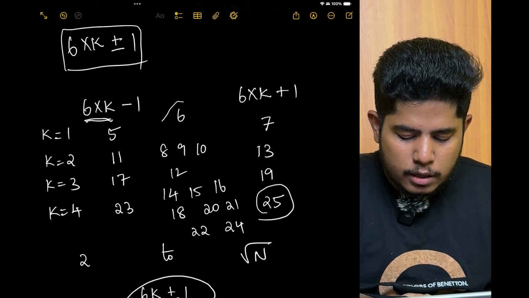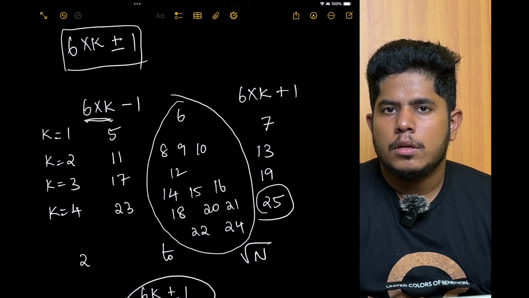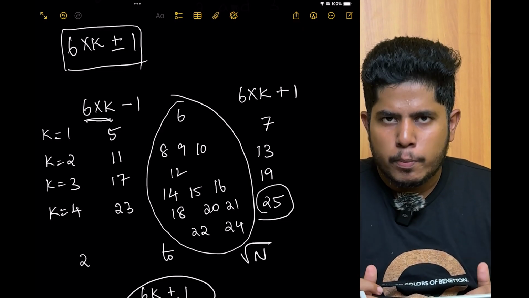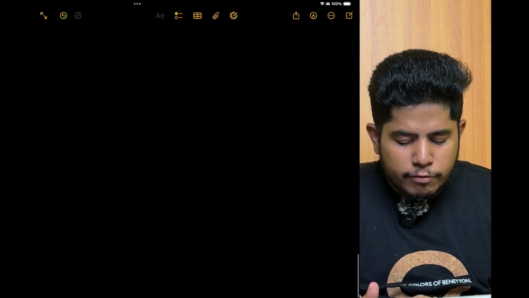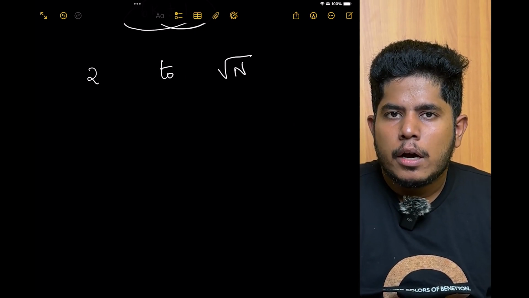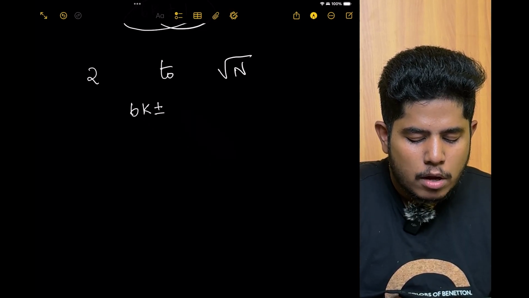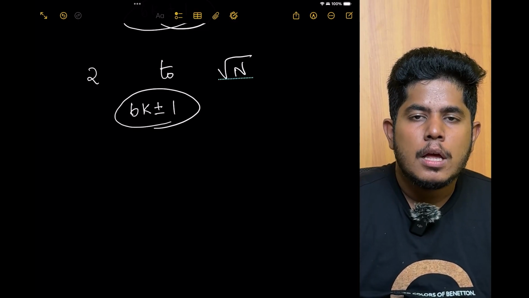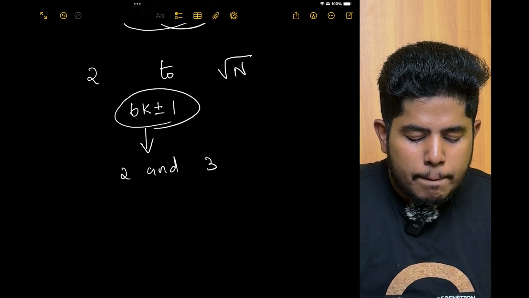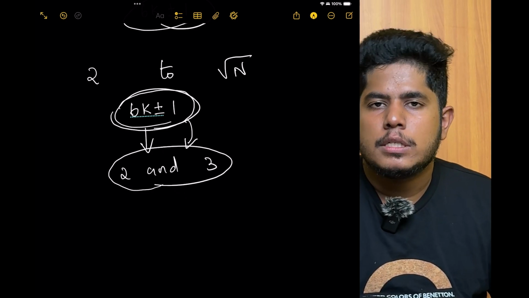Then several other numbers. See, literally more than half of the values we are not picking, which is a clear optimization. So the concept that I want to propose here is, instead of taking all the values from 2 to square root of n, I suggest to only consider the values which are in the form of 6k plus or minus 1. Just take these values. And remember, this does not include 2 and 3. So apart from 6k plus or minus 1 values, you also have to take 2 and 3 separately, manually.